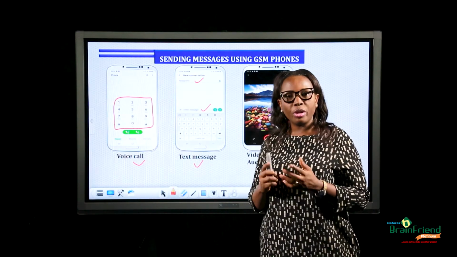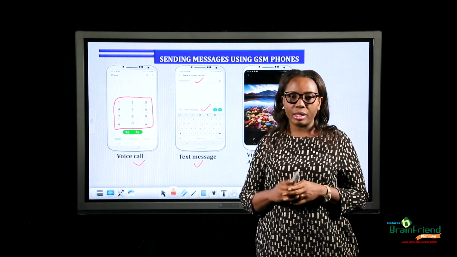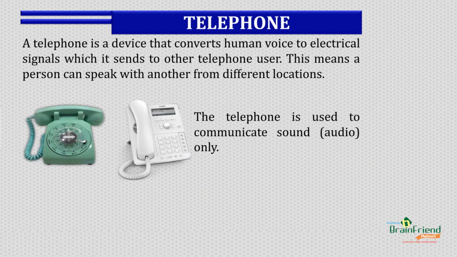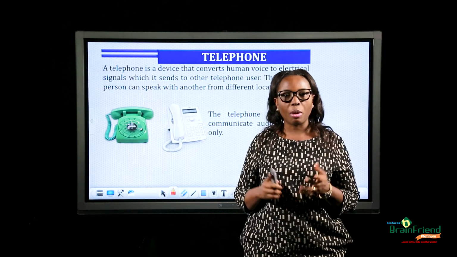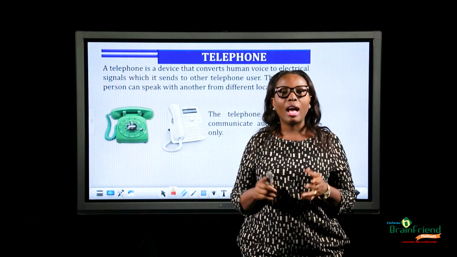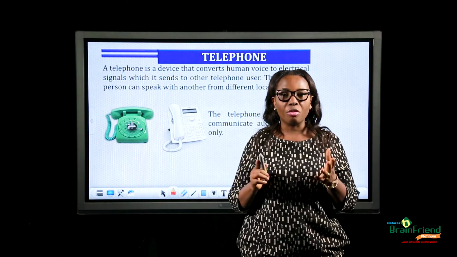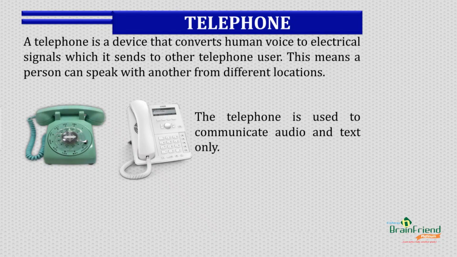And with this, we'll be looking at the next ICT gadget, which is the telephone. Unlike mobile phones, which are portable and can be moved about, a telephone is a fixed line. That is why it's called a fixed line or a landline. A telephone converts the human voice to electrical signals. It then sends these signals to the other telephone user on the other end.